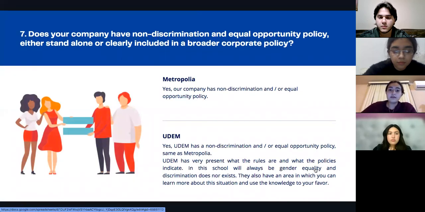Then we have whether the company has non-discrimination and equal opportunity clearly included in a broader corporate policy. Universidad UDEM has a non-discrimination and equal opportunity policy, same as Metropolia. UDEM has the rules and policy very present and follows each thing that UDEM says, but they also have an area in which you can learn more about the situation and use the knowledge in your favor.